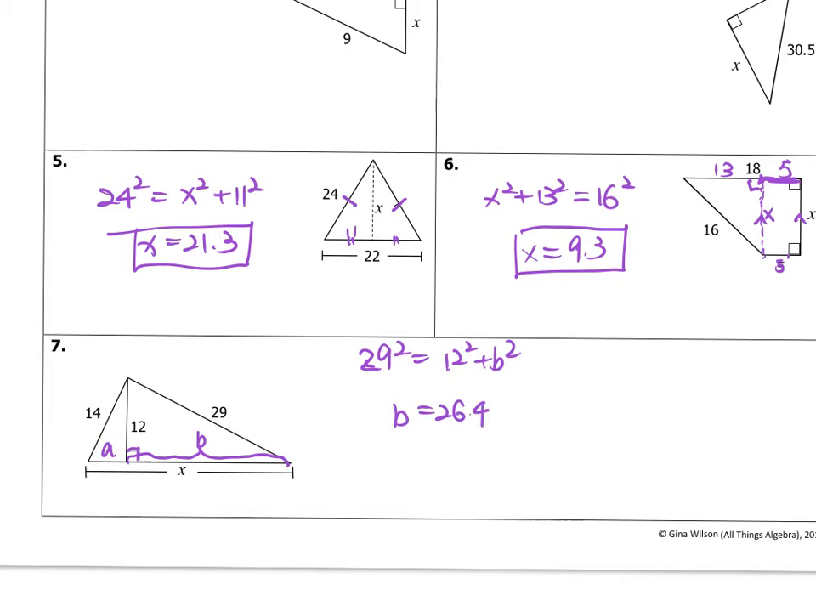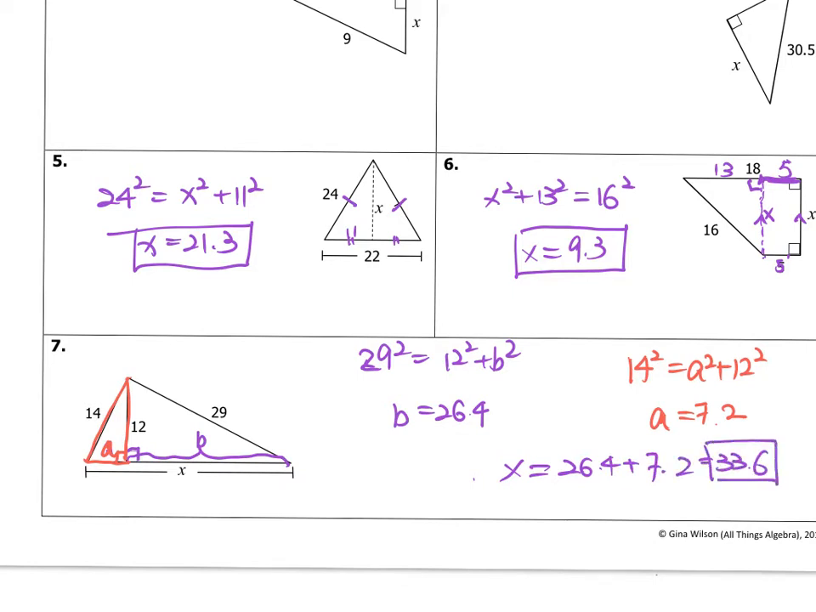Now, if I look at the smallest right triangle on the left-hand side, let me use a different color. So I use A here, and I'm looking at this right triangle here. I have a hypotenuse, which is 14, so 14 squared. I have A squared as a leg, and the other leg is 12 squared. So A comes out to be 7.2 if you use your calculators. So finally, X is 26.4 plus 7.2. That should give me 33.6.